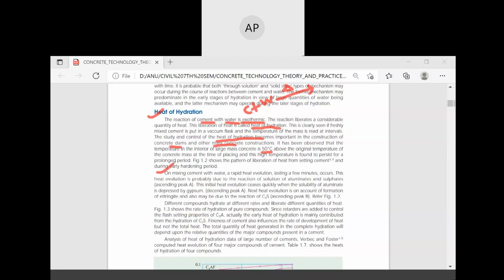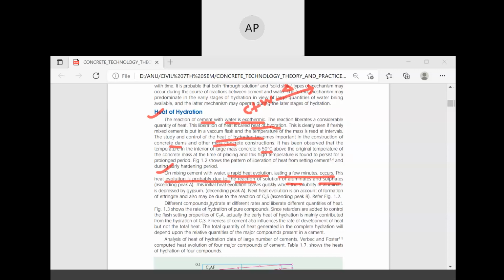On mixing cement with water, a rapid heat evolution lasting a few minutes occurs. This heat evolution is probably due to the reaction of solutions of aluminates and sulfates. The initial heat evolution ceases quickly as the solubility of aluminate is depressed by gypsum.